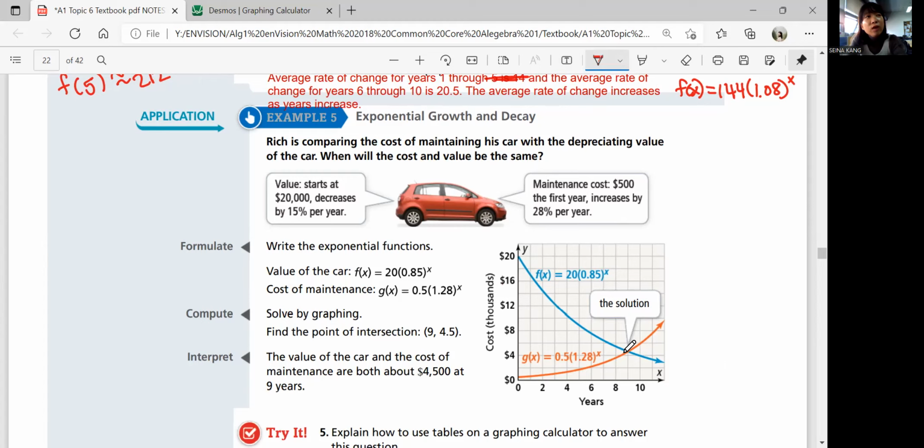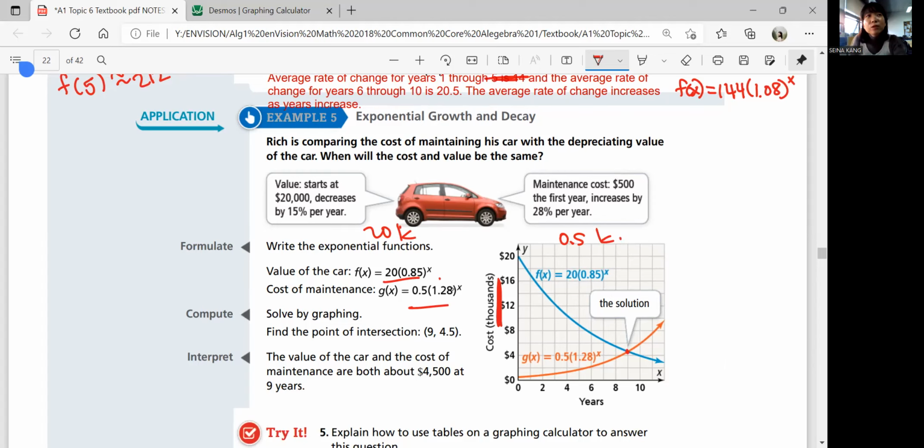And you can write exponential functions using these two equations. Notice that they're writing 20K as 20 and then 500 as 0.5K, so the y values are in terms of thousands. So your functions are 20 times 0.85 to the power of x and 0.5 times 1.28 to the power of x. We want to figure out the solution, which is when the cost and the value are the same, so this intersection point.